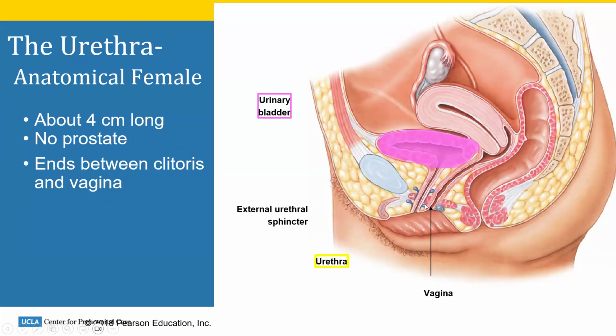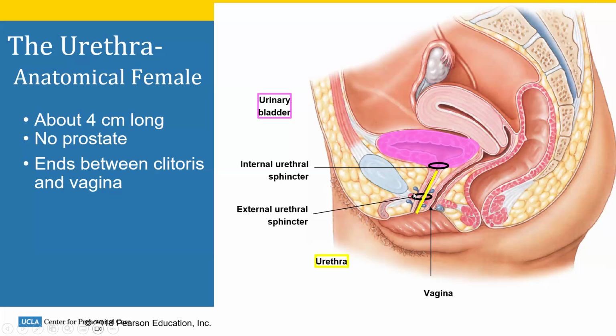Okay, so for our urethra in anatomical females, we don't break it into three parts. We just call the urethra this structure here, just exiting from the bladder. And this muscle here is where our external urethral sphincter is going to be. Our internal urethral sphincter is just at the junction between the bladder and the urethra. Same as before, the internal urethral sphincter is involuntary, and the external is voluntary.